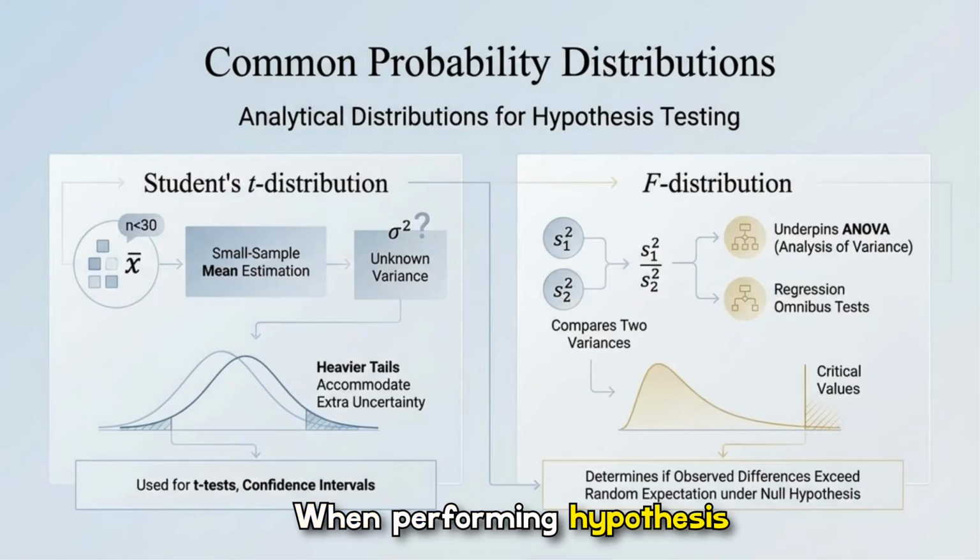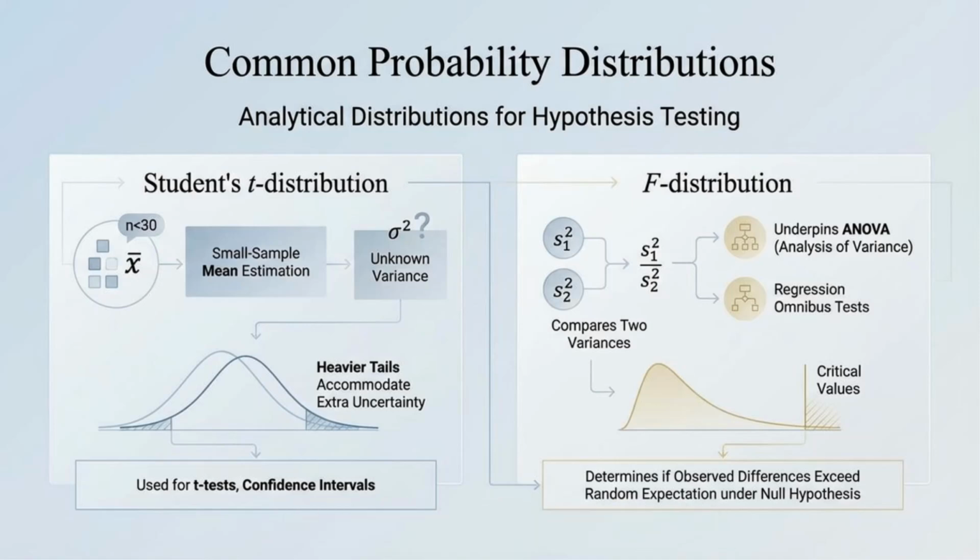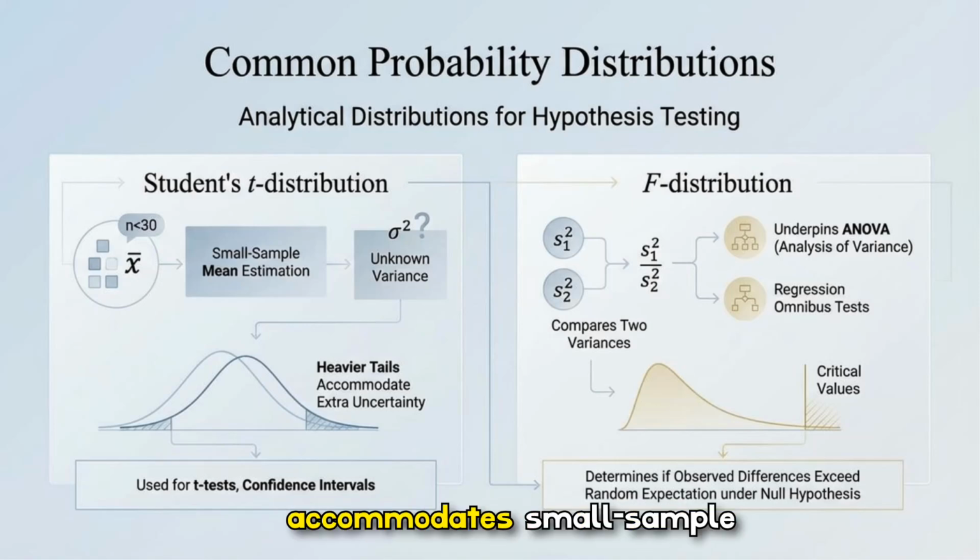When performing hypothesis testing, we often rely on analytical distributions that capture sampling uncertainty. The student's t-distribution accommodates small-sample mean estimation with heavier tails for extra uncertainty, and the F-distribution compares variances to underpin ANOVA and omnibus regression tests, helping determine whether observed differences exceed random expectation.